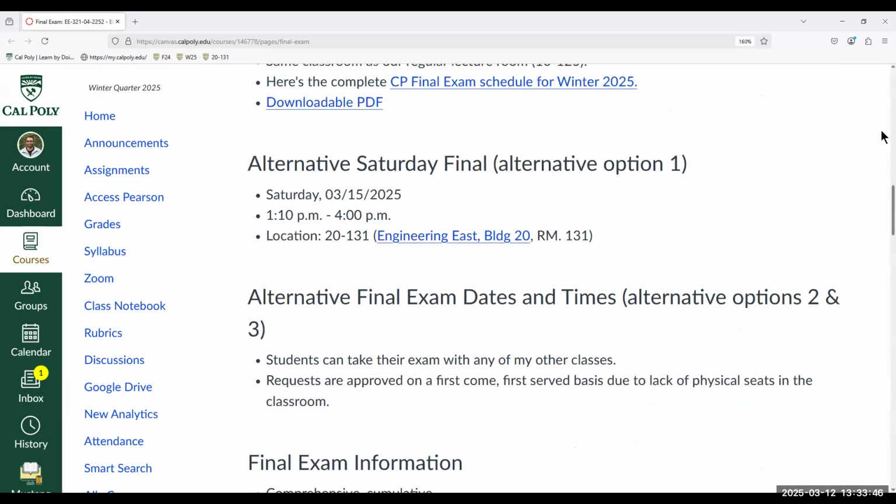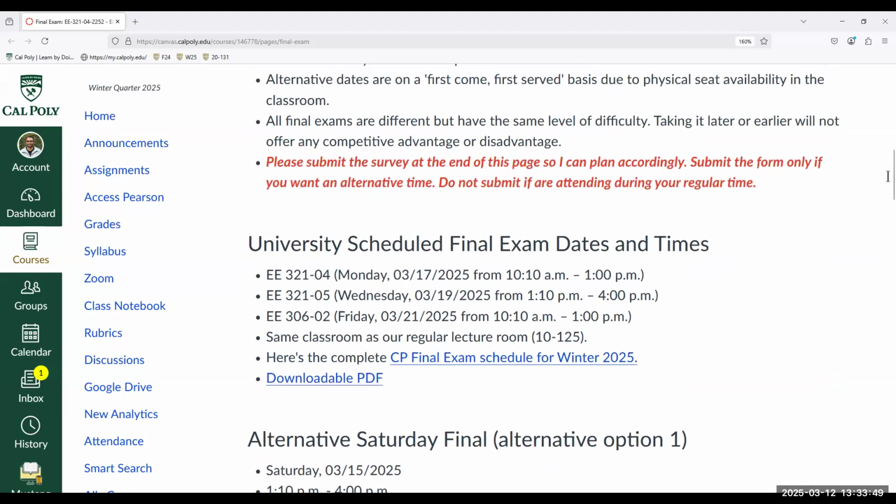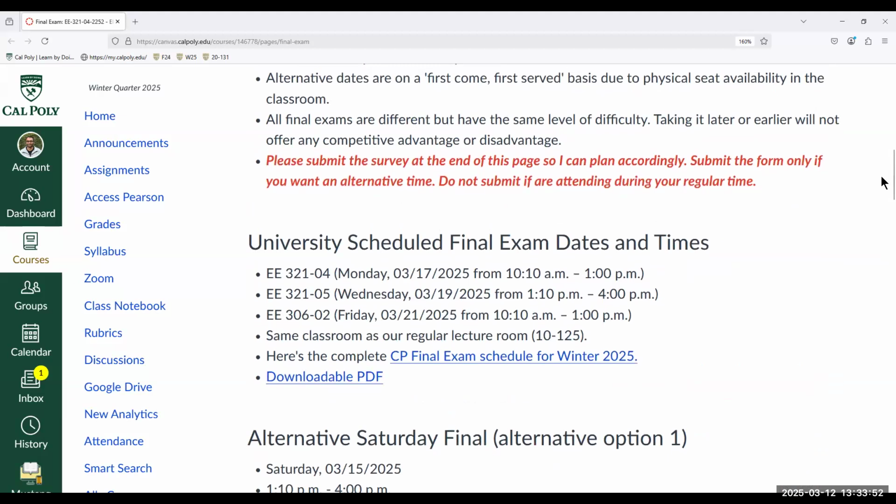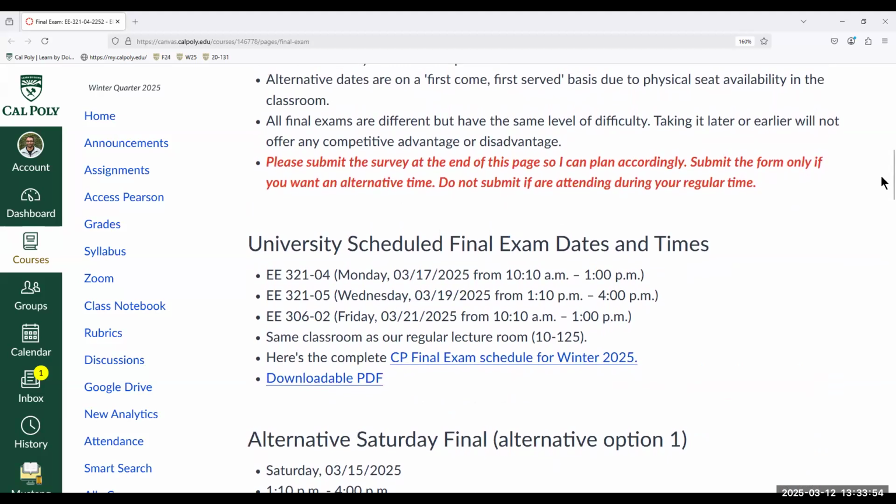Our exam is on, when is it on? It's on the Wednesday. Right here, Wednesday from 1 to 4, right here in this classroom. This is all designed by the Cal Poly scheduling department, where the classrooms, which courses go into which classrooms, and the final exam schedule are decided by them so that there are no clashes. Meaning this classroom is available to us on a Wednesday from 1 to 4 p.m. That's how it's decided. So that's the official university-mandated date and time.